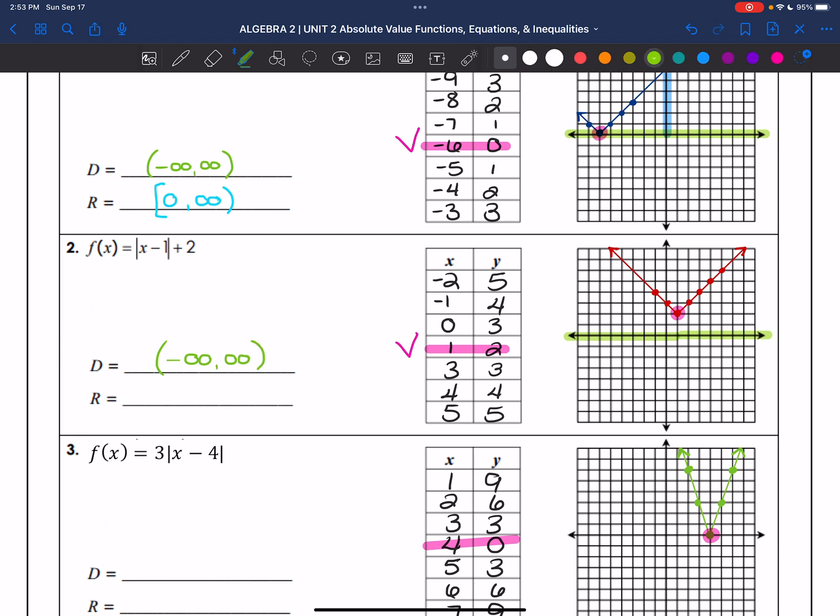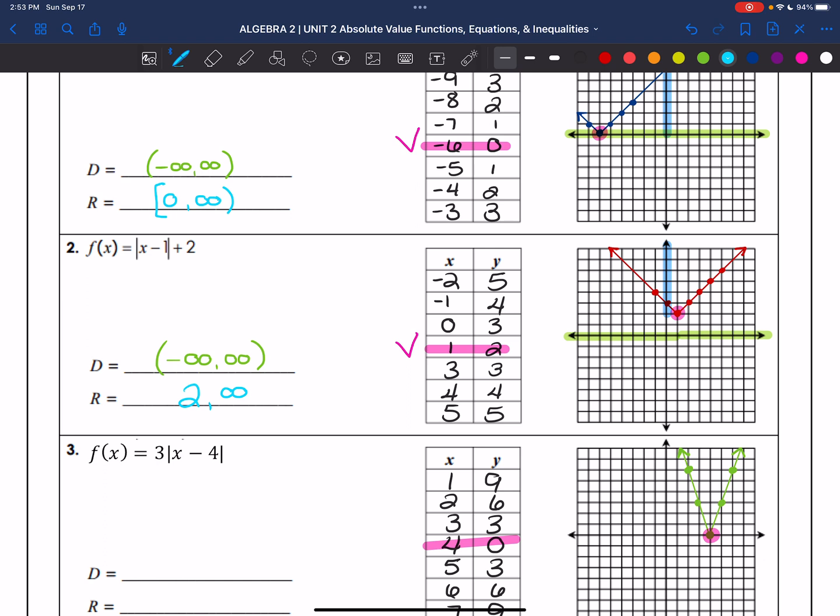Now let's look at our range. Where's the bottom of this graph? Where's the lowest that this graph goes? Go on your y-axis and ask, where's the very lowest it goes? Right here, and then it keeps going up from there. So what is that height? That is a height of 2. So the lowest it goes is 2. That's our bottom, all the way up to infinity.